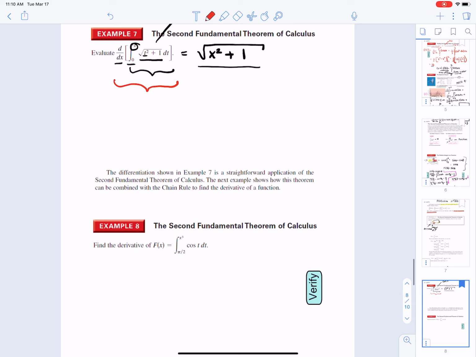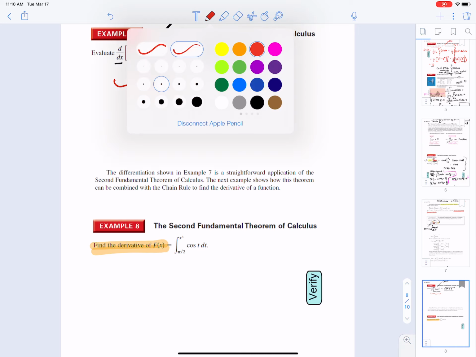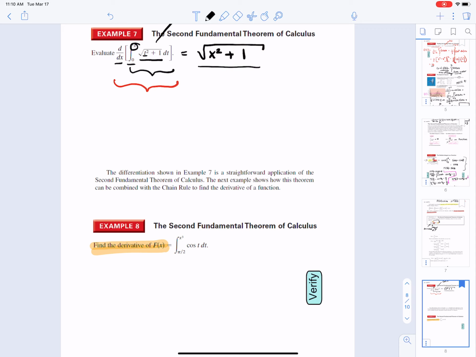Now, these questions are really popular for AP exams. They're saying find the derivative of a function. So if I'm trying to find the derivative of a function and my function is an integral, this will hint me to the second fundamental theorem of calculus. It's hinting you by knowing that we're doing a derivative of an integral.